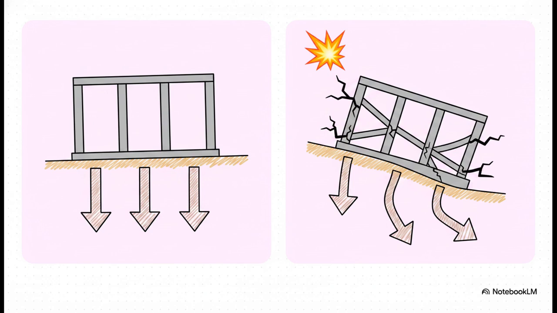So, it really comes down to uniform versus differential settlement. A uniform, totally even sinking of the entire structure is usually fine. It's of little consequence and practically expected in many cases. Differential, or uneven sinking, on the other hand, that is the primary enemy our foundation designs exist to neutralize.